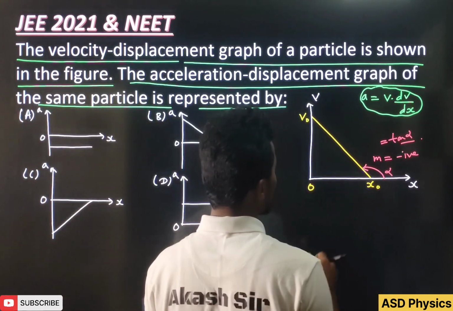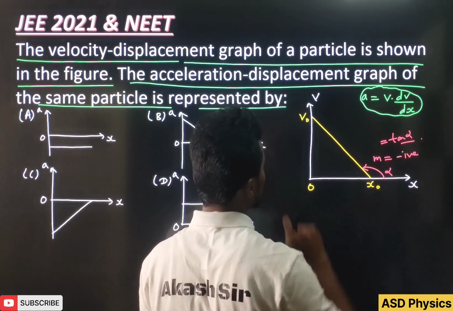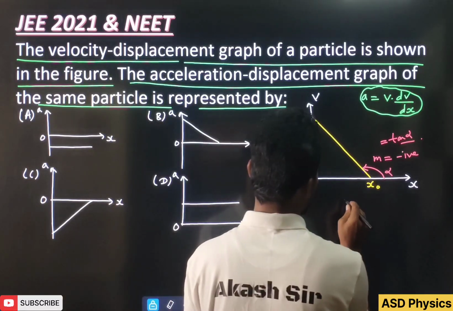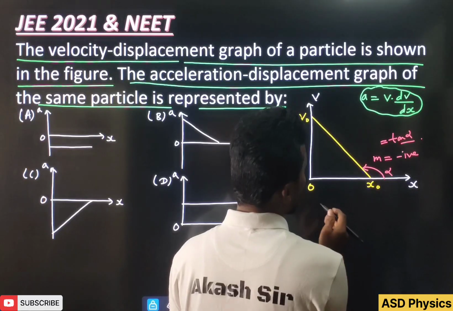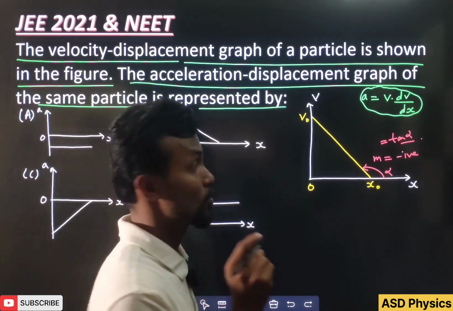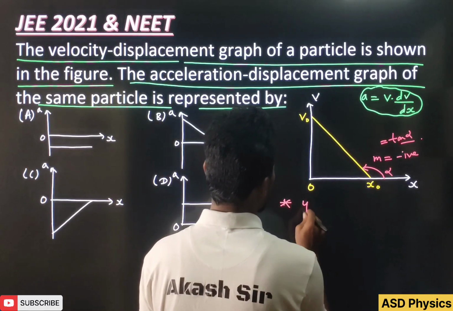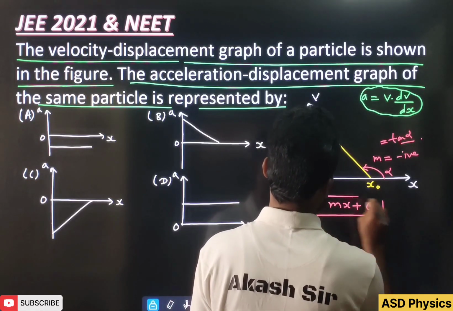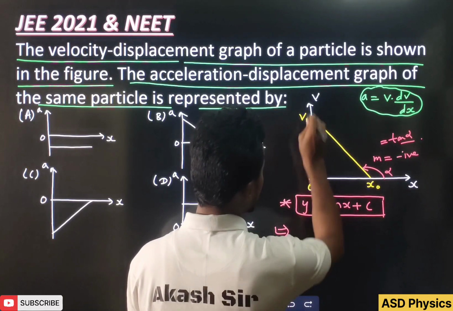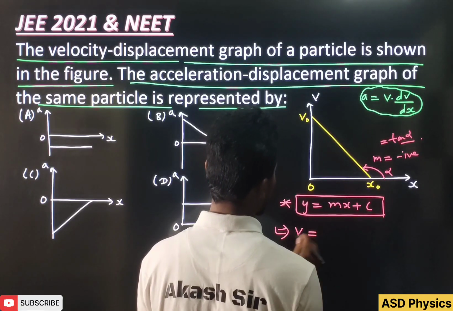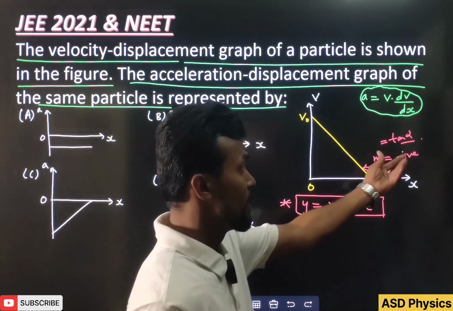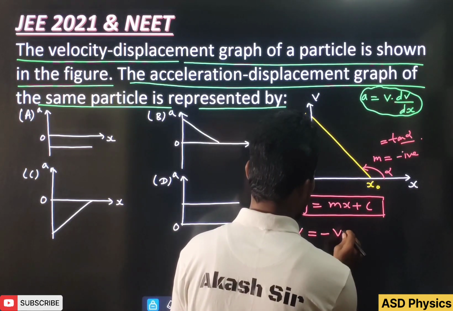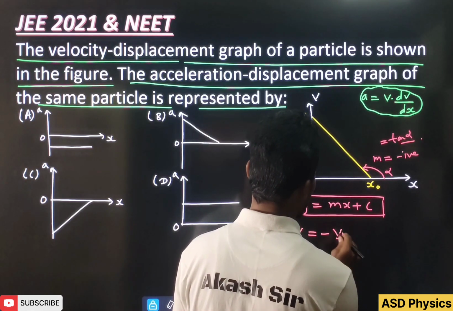Here this is x naught, this is v naught, and you know tan means opposite by adjacent, and the slope is negative. So if I write the equation y = mx + c, what is the equation here, students? Along the y-axis v is there, so v equals the slope m, which is negative: minus v naught by x naught.